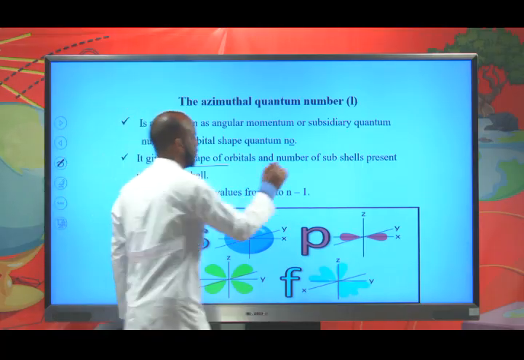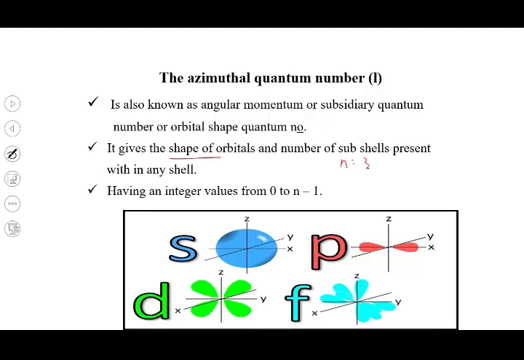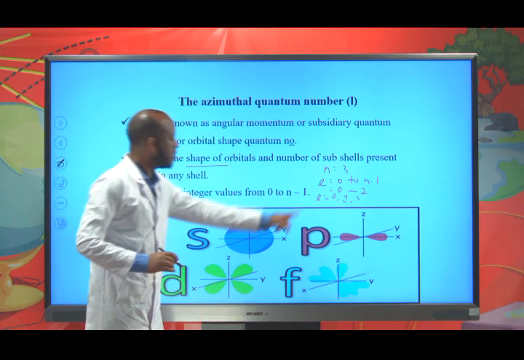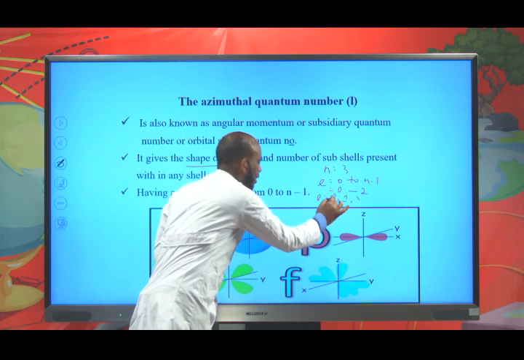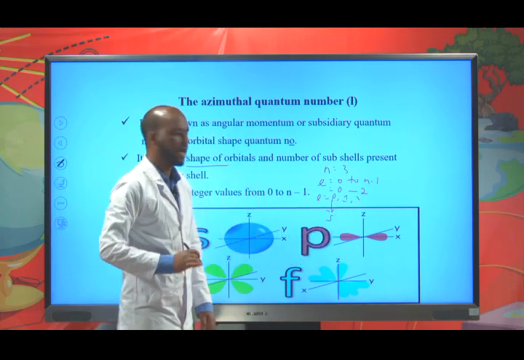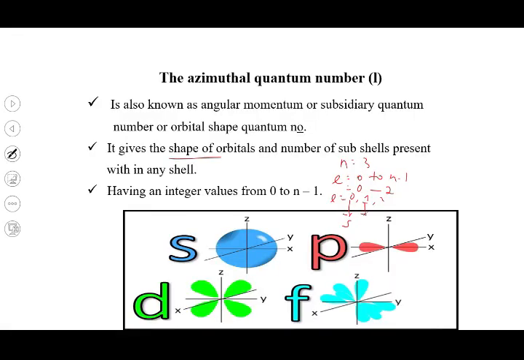If n is equal to 3, L equals 0 to n minus 1, which is 0 to 3 minus 1, 0 to 2. That means L equals 0, 1, and 2. L equals 0 is the s subshell. L equals 1 is the p subshell. L equals 2 is the d subshell.